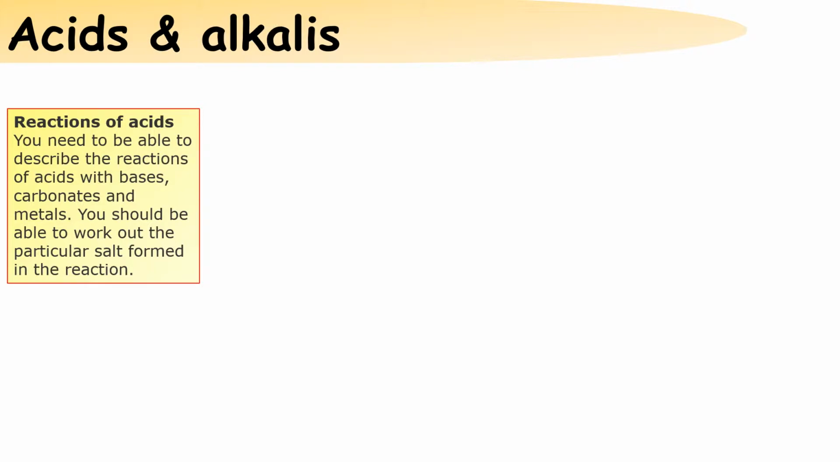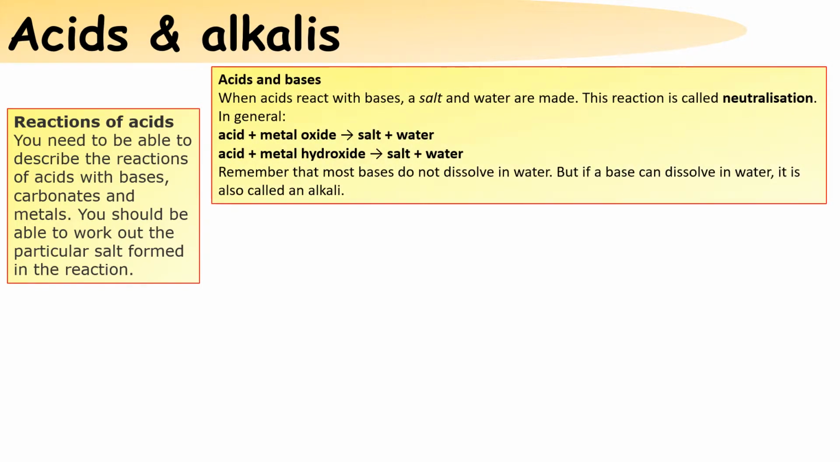You need to be able to describe the reactions of acids with bases, carbonates and metals. You should be able to work out the particular salt formed in each reaction. If an acid reacts with a base, then a salt and water is made. This is called a neutralization reaction. The two general formulas for it are an acid plus a metal oxide goes to form salt plus water, or an acid plus a metal hydroxide goes to form salt and water.